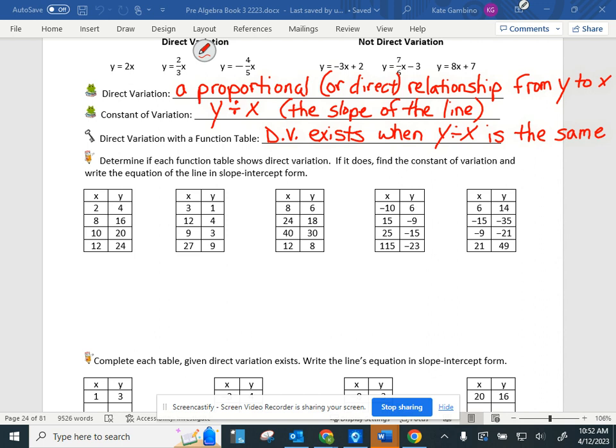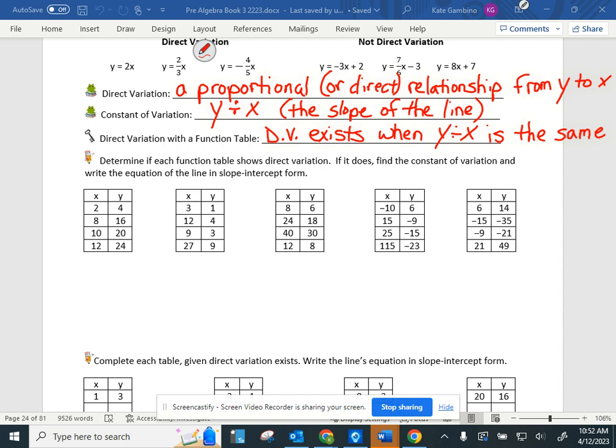We're going to divide all of our y's by the x that it's matched with. If every time we get the same number, every time, you don't just do two of them, you do all of them. If they all end with the same number, is it a direct variation? Yeah, because it's proportionate. So you always do y divided by x.